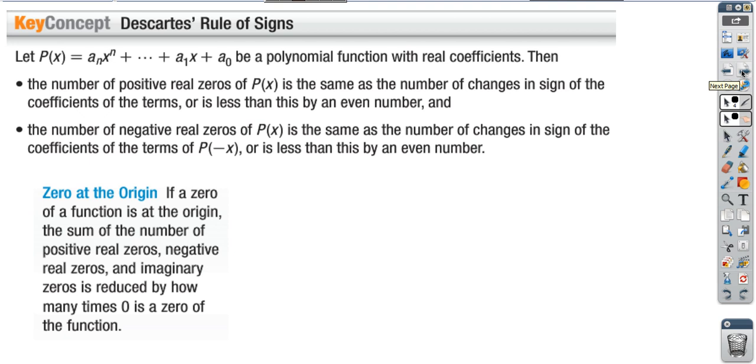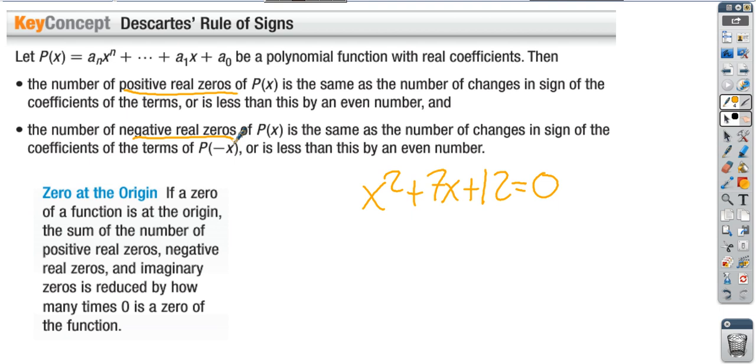Okay, what is Descartes' rule of signs? It's basically a way to tell you what kind of zeros you would expect to find. So here's a very simple example. Let's suppose we had x squared plus 7x plus 12 equals 0. Descartes' rule of signs is you can tell how many positive zeros and how many negative zeros you'll have based on these rules.